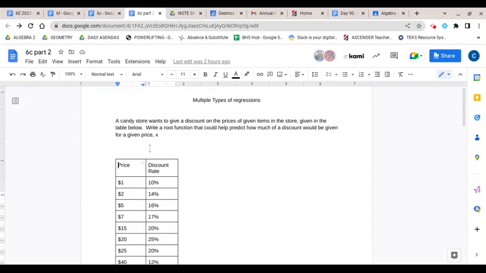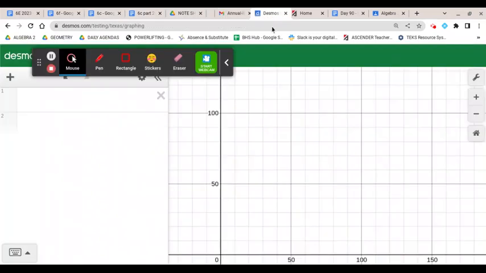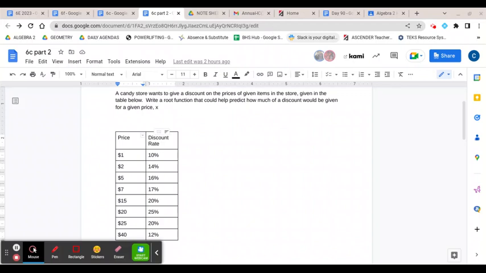All right, so coming on to part 2, we have all these numbers right here. I'm going to try to get them off to the side so I can make my table here. So we have a candy store that wants to give a discount based on the price of candy. So we'll go $1, 10%, $2, 14%, $5, 16%, $7, 17%, $15, 20%, $20, 25%. No, yeah, that's right. $25, 20%, $40, 12%. Okay.